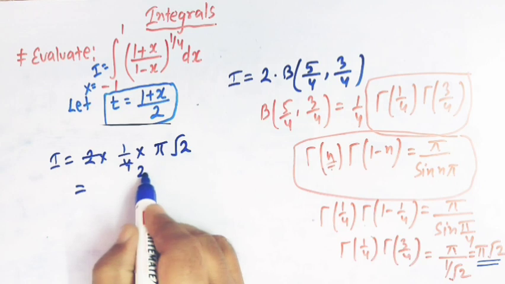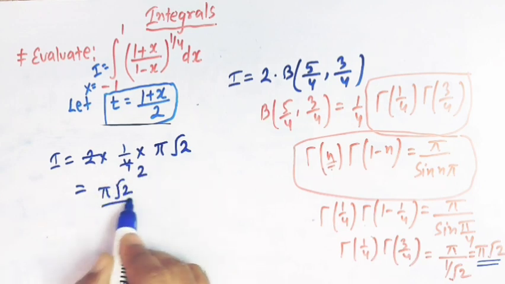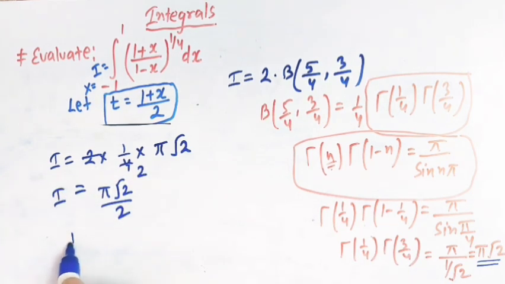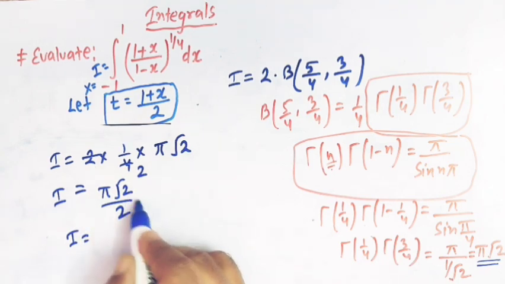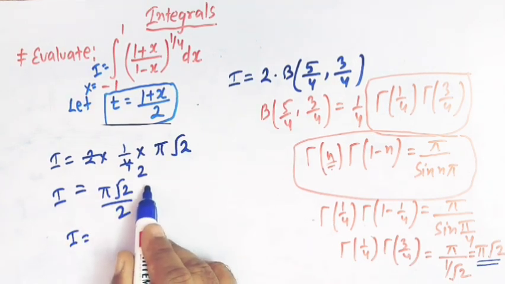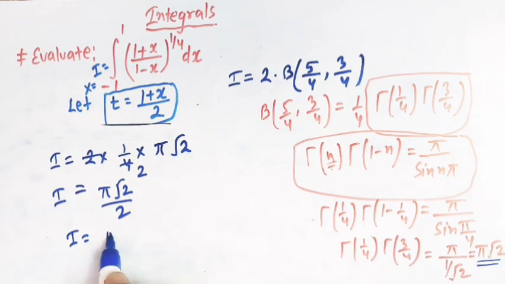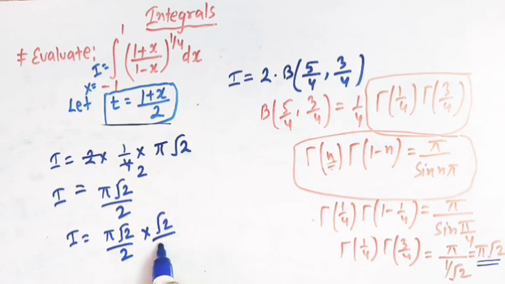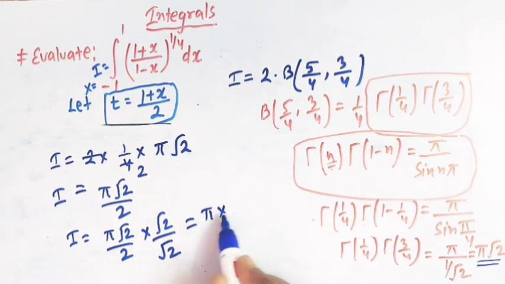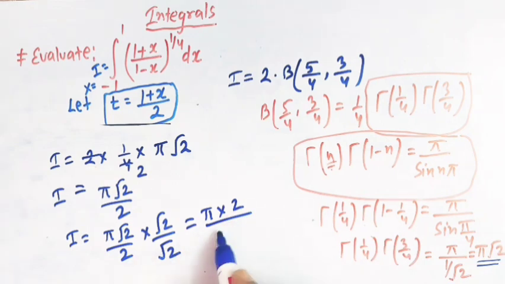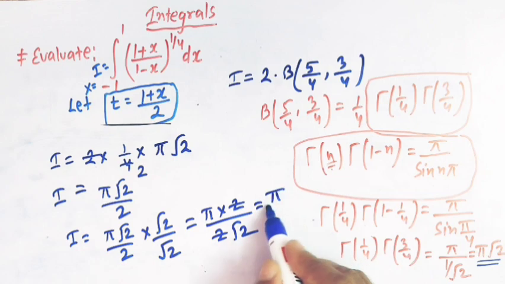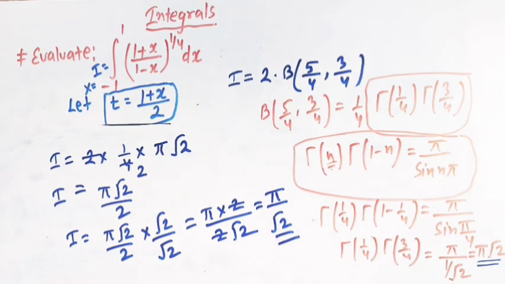So this is 2 to the 4. So we have pi root 2 over 2, right? So we can rationalize this term by multiplying the numerator and denominator by square root of 2. So we have here square root of 2 divided by square root of 2, right? So we have square root of 2 times square root of 2 is equal to simply 2. Here we have 2 root 2. 2 and 2 get cancelled. So we are left with pi over square root of 2, right?